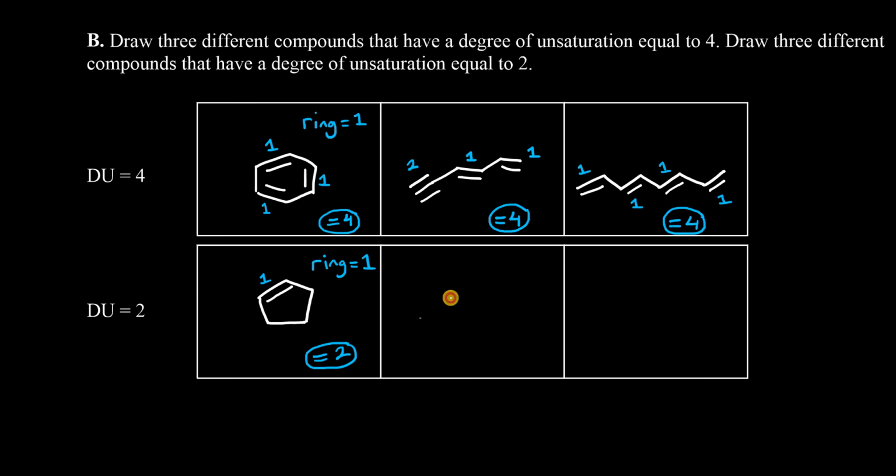Now another structure that comes to mind is just to draw butane and put 2 pi bonds in conjugation with one another. This is 1,3-butadiene. And lastly, how about ethyne? We have 2 pi bonds, 1 sigma bond. This also has a degree of unsaturation equal to 2.